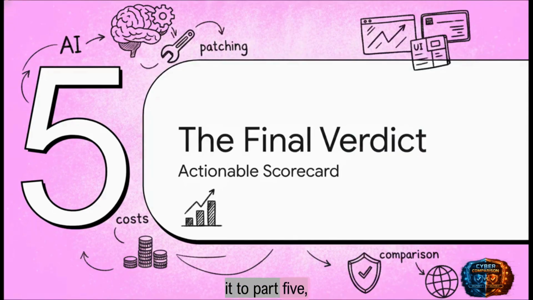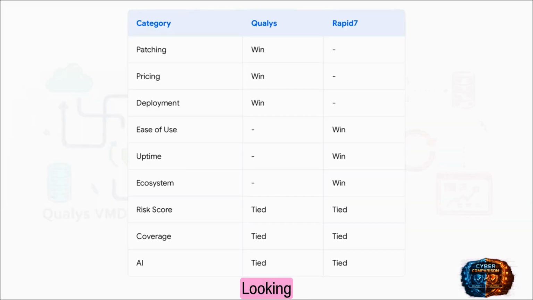Okay, we made it to part 5, the final verdict. Looking at the overall scorecard, it becomes pretty clear that there's no absolute winner here. It's more of a situational champion based strictly on your enterprise's unique maturity and specific needs. Notice the ties in critical areas like risk scoring, asset coverage, ITSM integration, and AI capabilities. But look where they diverge. Qualys clearly sweeps in native patch management, compliance, pricing, deployment speed, and CI/CD integration. Meanwhile, Rapid7 captures the crown for ease of use, overall platform ecosystem, and uptime.